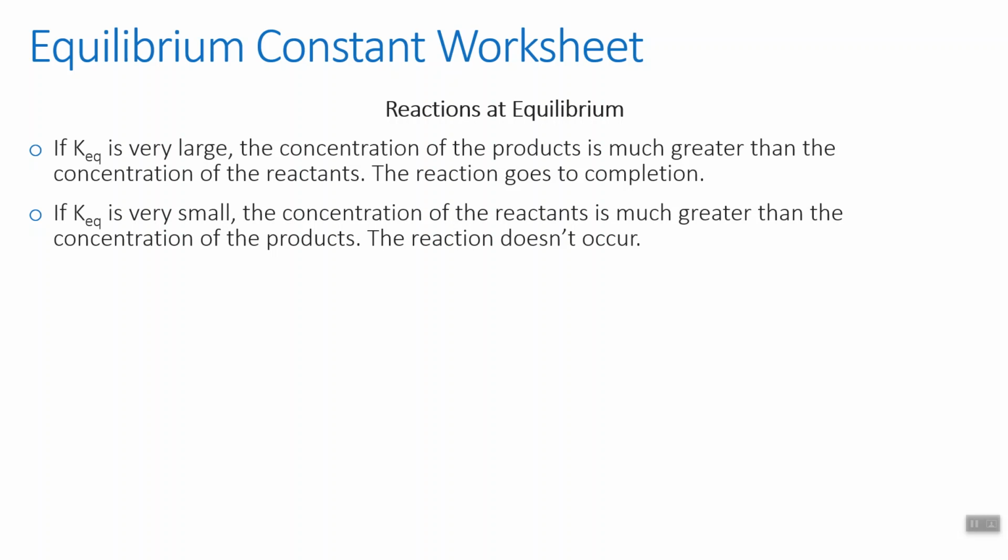If we have a small KEQ, then that means that ratio is bottom heavy and we have more reactants than products. So we would say if we have a very small KEQ that the reaction doesn't occur. If the reaction mixture is basically all reactants and very few products, the reaction doesn't occur.